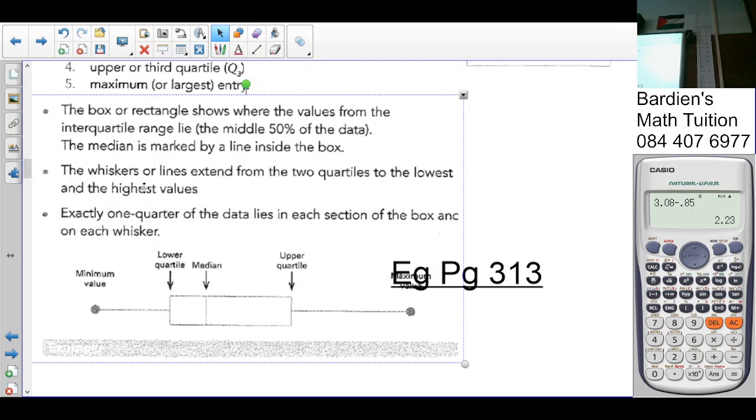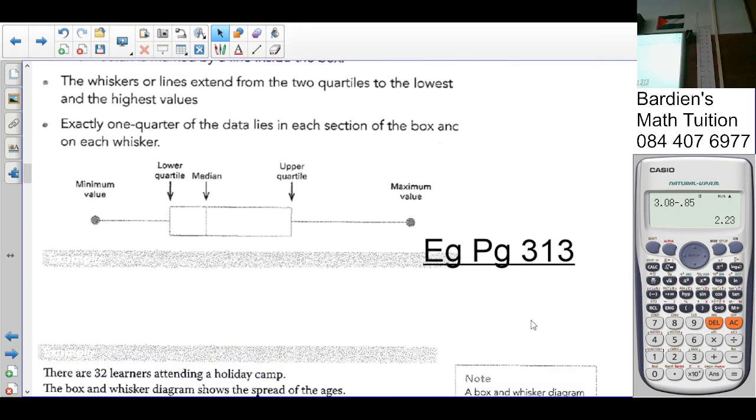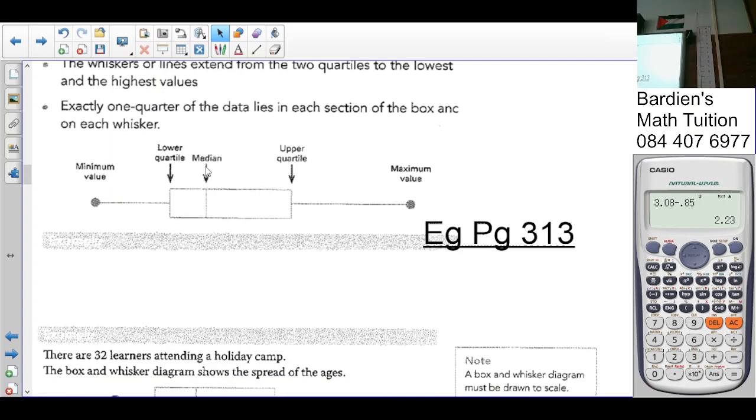Alright. The whiskers, or the lines, extend from the two quartiles to the lowest and highest value. Can you see that? It's the whiskers. You have seen a cat before, no? Yeah. A cat has whiskers. Its head is not a box, but it has whiskers, no? Box and whiskers. Exactly one quarter of the data lies in each section of the box and on each whisker. So in other words, this is 25% here, 25% there, 25%, 25%. Can you see that, people?